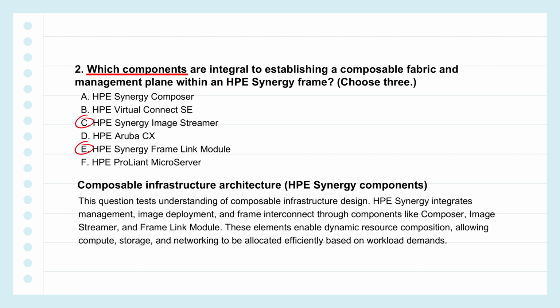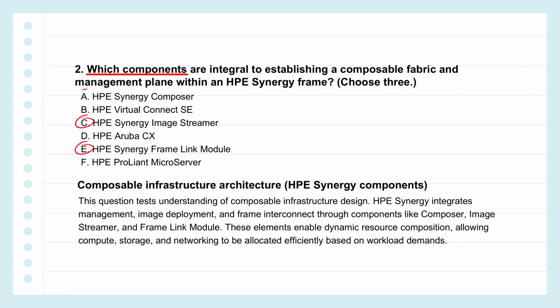Right, okay. And options B and D, Virtual Connect and Aruba CX, while they are valid networking components that might move traffic within or out of the enclosure, they are not the foundational management brains of the composable fabric itself. That is incredibly powerful. And understanding that intelligence layer makes it clear why those standalone alternatives are wrong. Exactly. So let's scale this up.